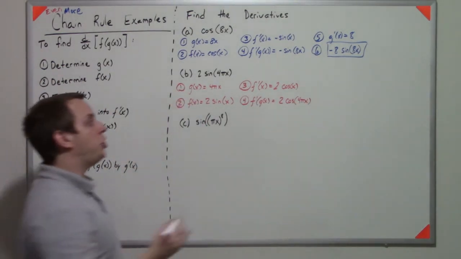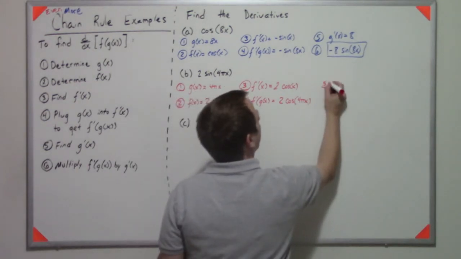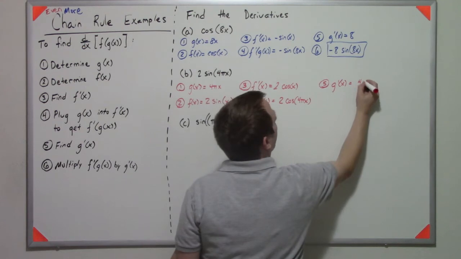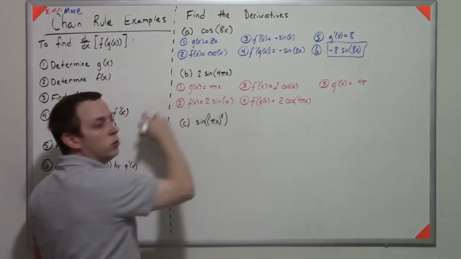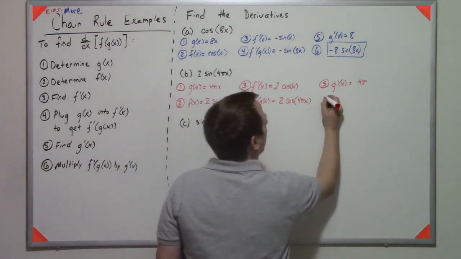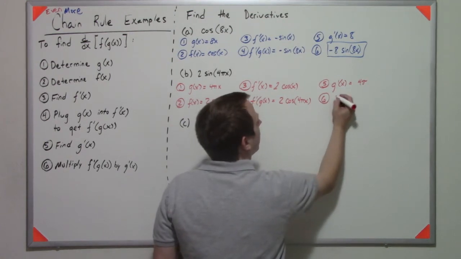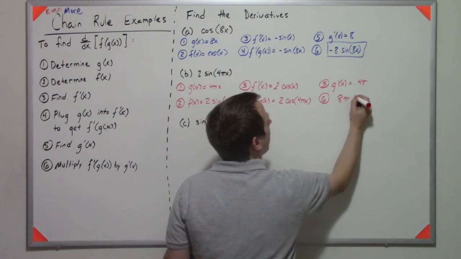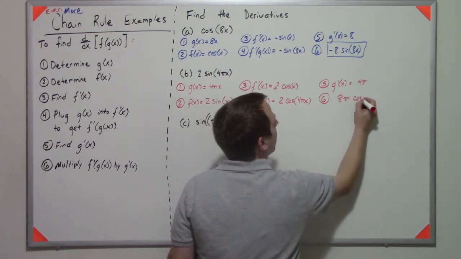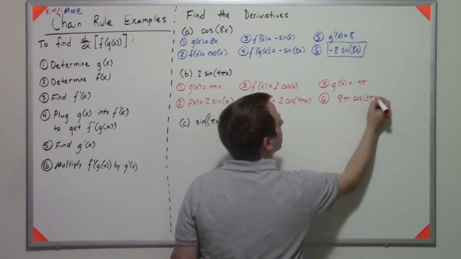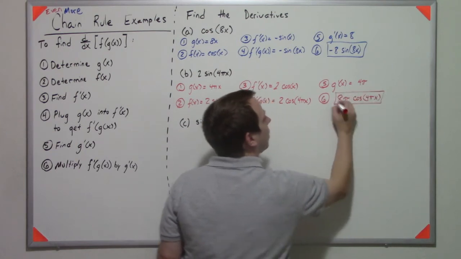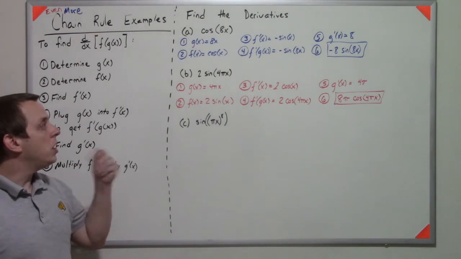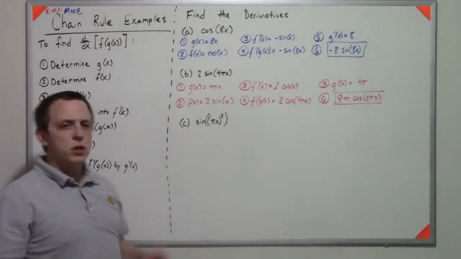Alright, now we need to get g prime. That's 4 pi, right? Just drop the x off there. And so we multiply these together and we get 8 pi cosine 4 pi x. See, you just keep on keeping on. Now, this one's a little more tricky.